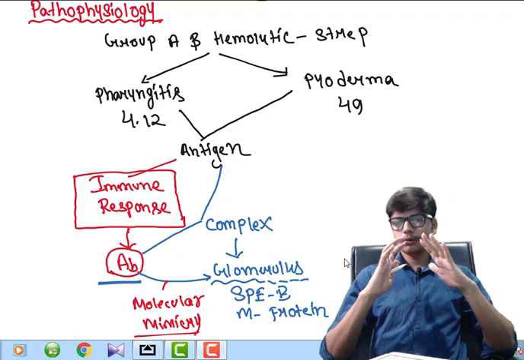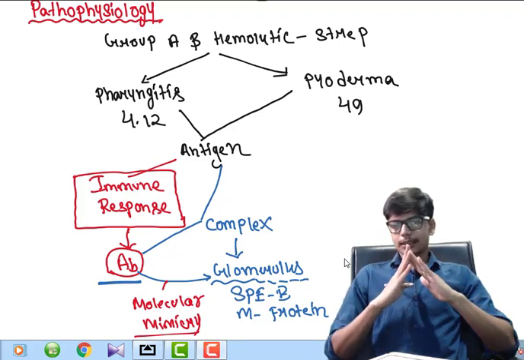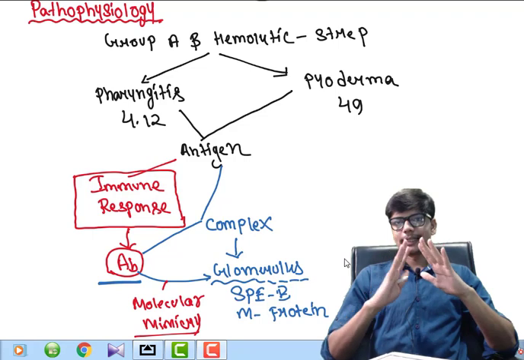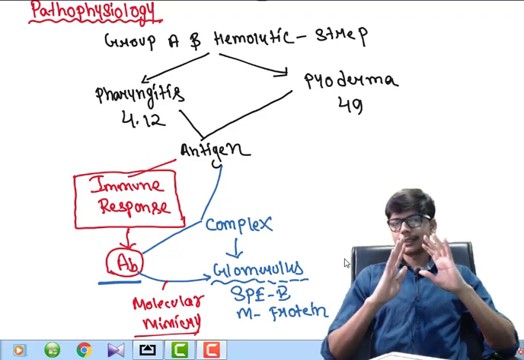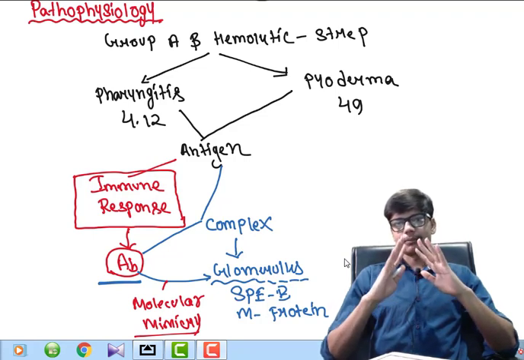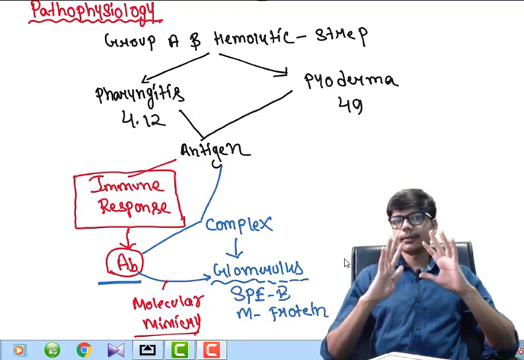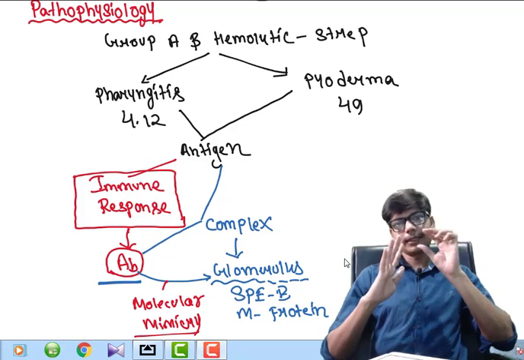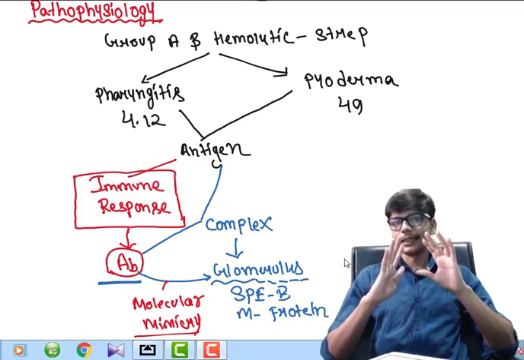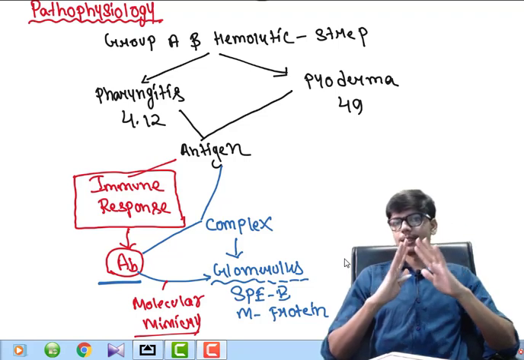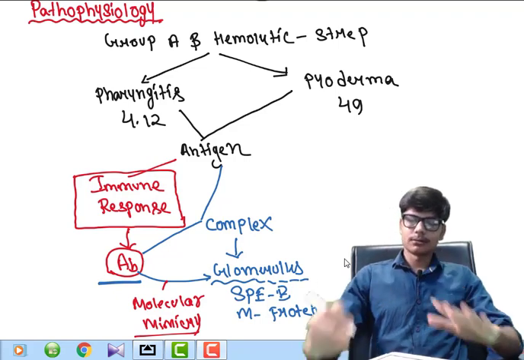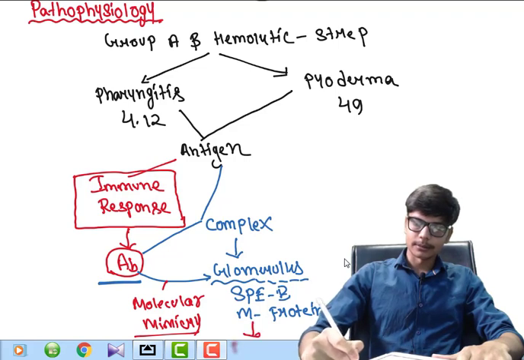So we have learned that there are two mechanisms of glomerular destruction. The first is the immune response producing antibody, and this antibody combining with the streptococcal antigen and being deposited on the glomerulus. The second mechanism is molecular mimicry, in which the antibody which is produced cross-reacts with the glomerular antigen. This is because the glomerular antigen is similar to the streptococcal antigen, and assuming it to be a foreign antigen, the antibody goes and reacts with the glomerular antigens, SPEB and M protein, and this leads to glomerular damage.